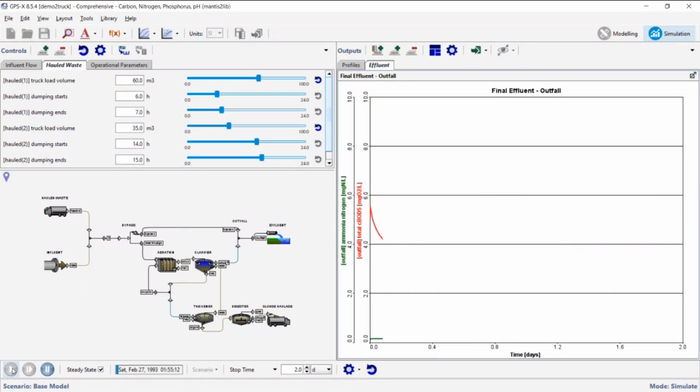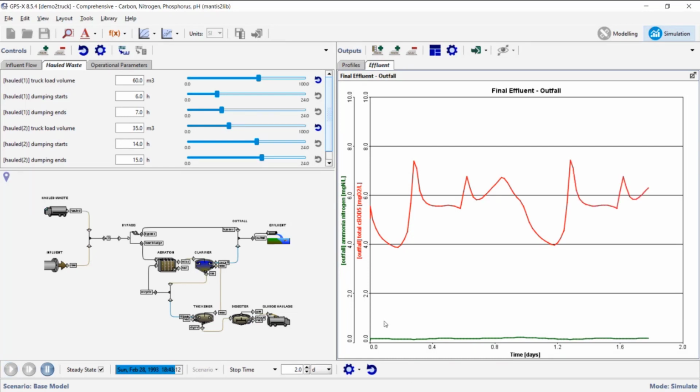So if I run that again, GPS-X will take care of figuring out the right flow rate to get that amount of cubic meters from the truck and into the system in the given amount of time that you've specified in the schedule there. So now we're doing our 2 days again here, and we can see very clearly there's one spike from the morning one, and here's one spike from the afternoon one.